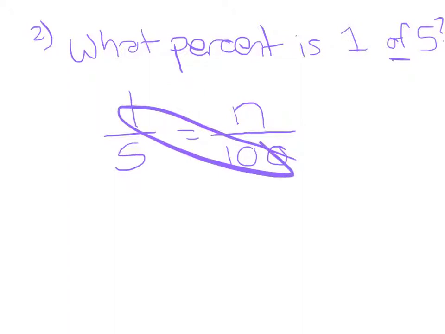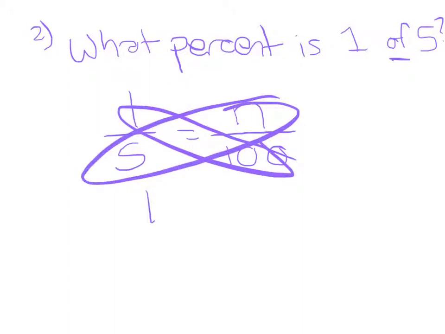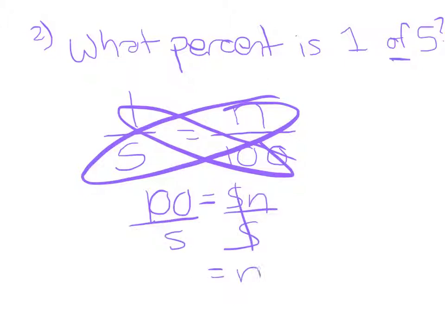And to solve, use your cross products. 1 times 100 is 100, 5 times n is 5n. Divide both sides, and that leaves you with 20. So your percent is 20%.